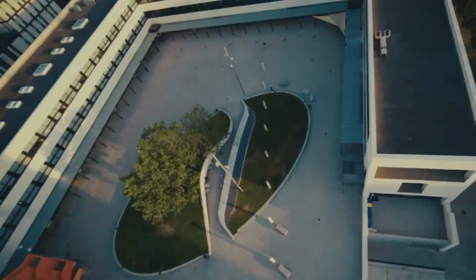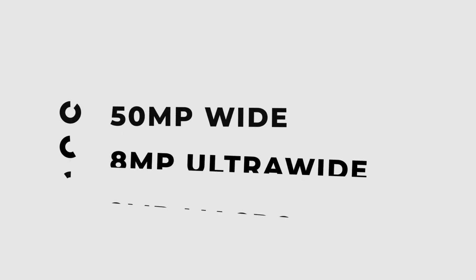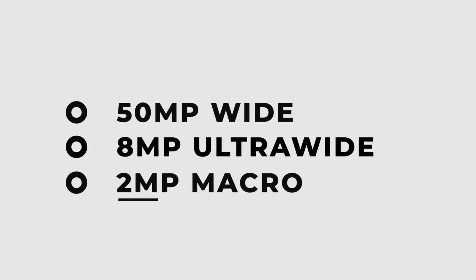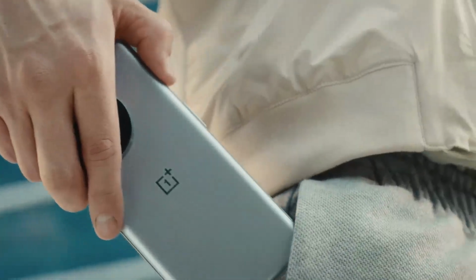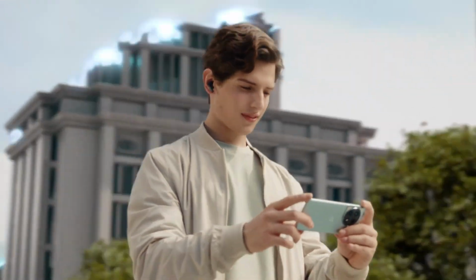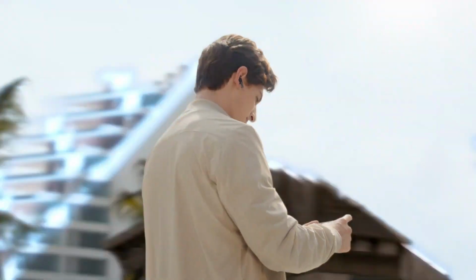As for the cameras, the OnePlus Nord 3 will have a pretty familiar set of cameras on the back. So there will be a 50MP primary shooter, an 8MP ultra-wide, and a 2MP macro camera. For selfies, it will have a 16MP sensor on the front. And last but not least, the OnePlus Nord 3 will also have an alert slider, which we missed on a lot of OnePlus phones last year.